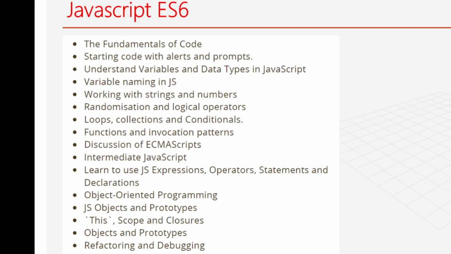Then we'll go to learn JavaScript and mainly JavaScript and ES6. In the JavaScript course, we will learn about the fundamentals of code, starting code with alert and prompt, variables and data types in JavaScript, naming conventions in JavaScript, strings and numbers, logical operators, loops, collections and conditionals, functions and invocation patterns, then use of JS expressions, operators, statements and declarations, OOPS concepts, objects and prototype, Then this scope and closures, refactoring and debugging.